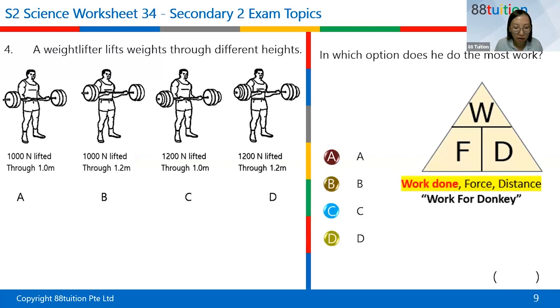Okay, question 4. In which option do you do the most work? Now, for this question, you need to know this equation. Work done equals force times distance, which I'm going to write here. I want to find work done, so I use one finger and cover up W. Then I have F and D next to each other. Next to each other means times. So it's force times distance.